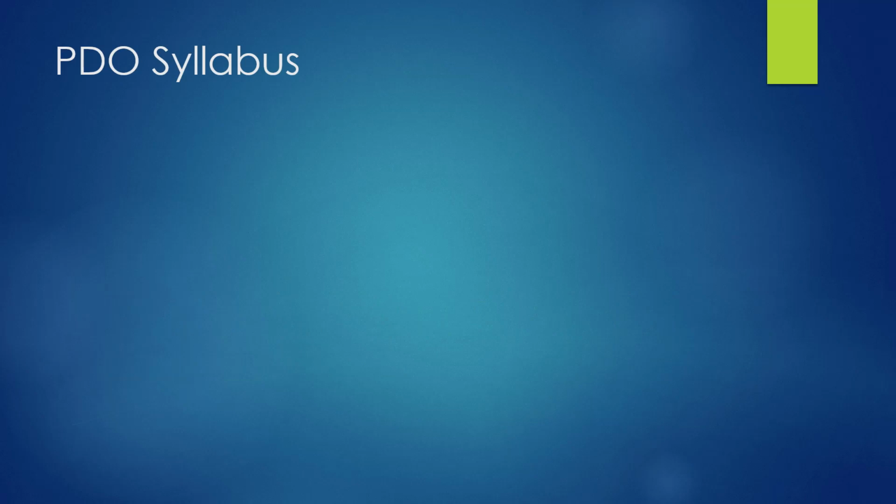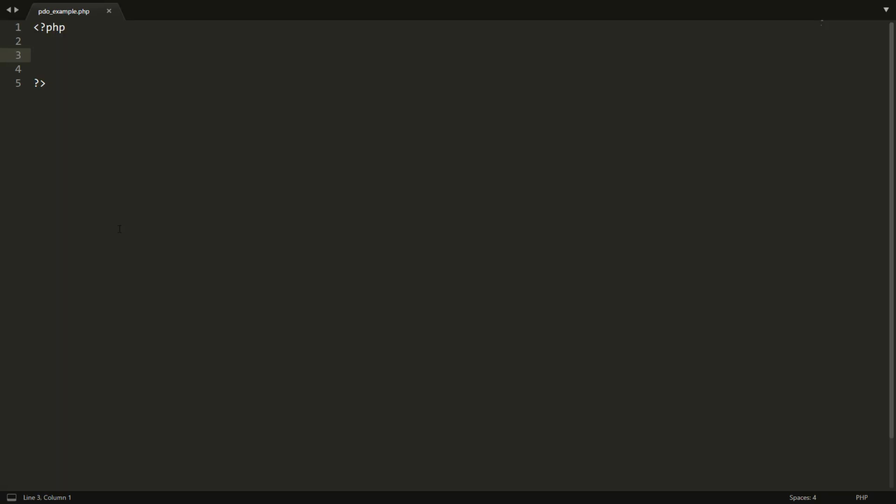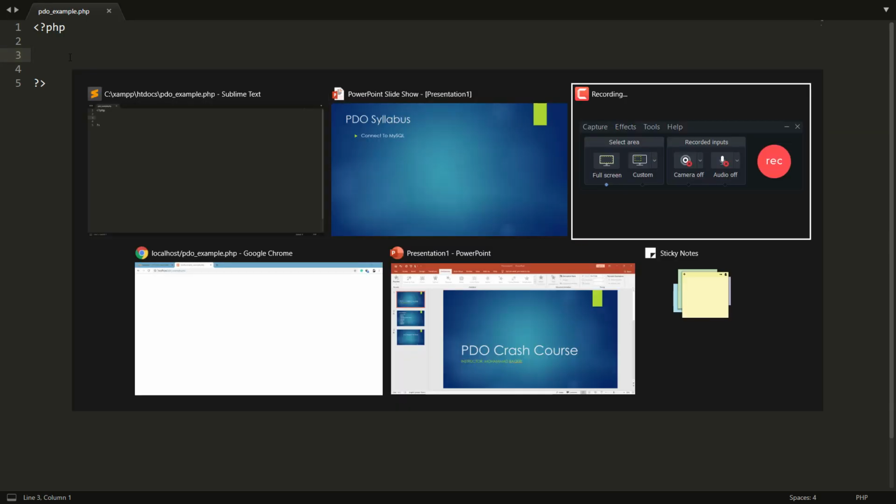PDO syllabus. The first thing we need to do is connect to the MySQL database. As you know, PDO can connect with all databases, but we will test just with MySQL. So let's connect to the database. Here is my PDO example. It's a PHP file and it's open in the Chrome browser here.